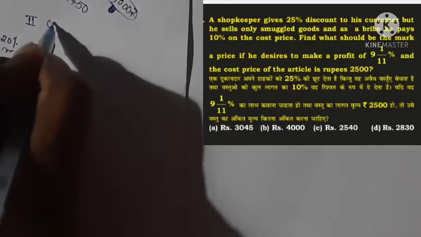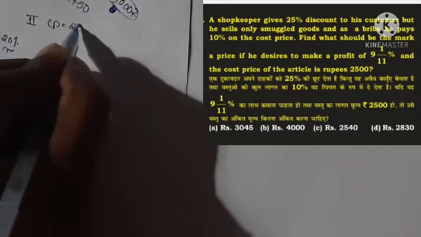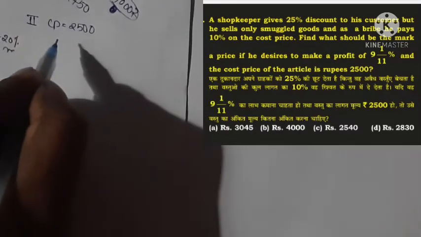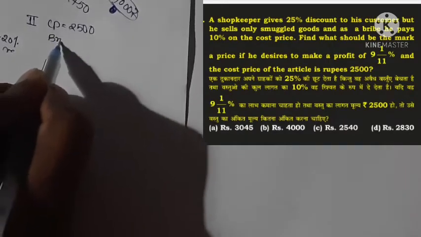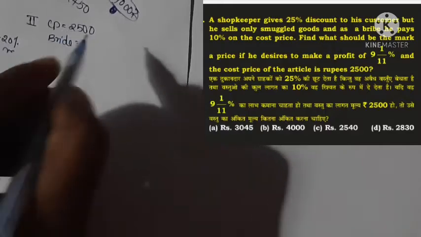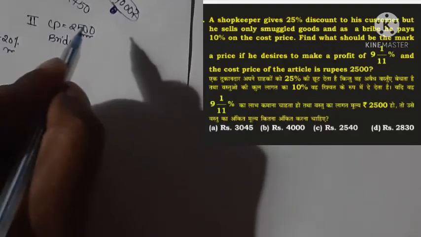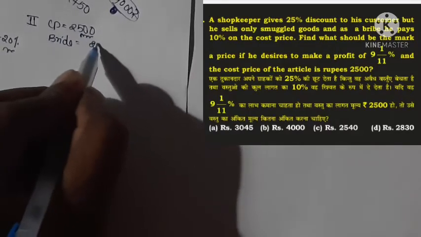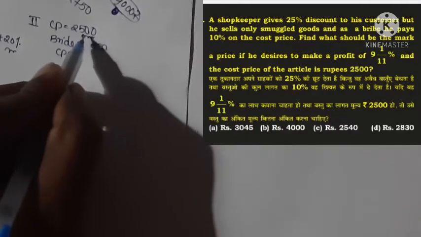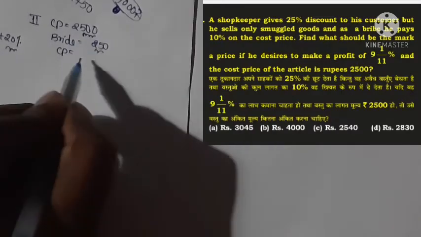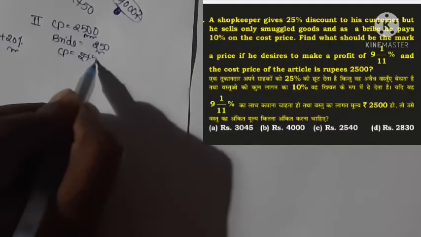Now here the cost price is equal to 2500. For transport purpose, you have to pay 10%. So 10% of 2500, the value is 250. So the actual cost price is equal to 2500 plus 250, the value is 2750.